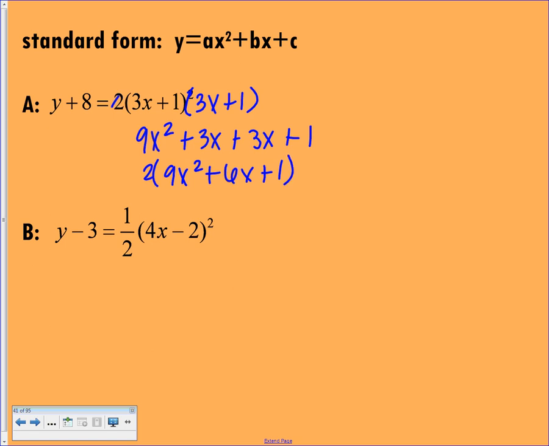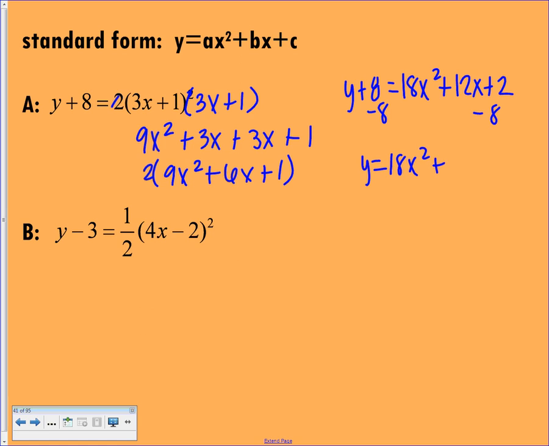We're going to multiply all of that by 2 now. So now I've got y plus 8 equals 18x squared plus 12x plus 2. Now to get into standard form, I need to have y by itself. So all I'm going to do is subtract my 8 from each side. So I've got y equals 18x squared plus 12x minus 6. So that was pretty simple. All I needed to do was FOIL and then move over my 8 at the end. So now we're in standard form.